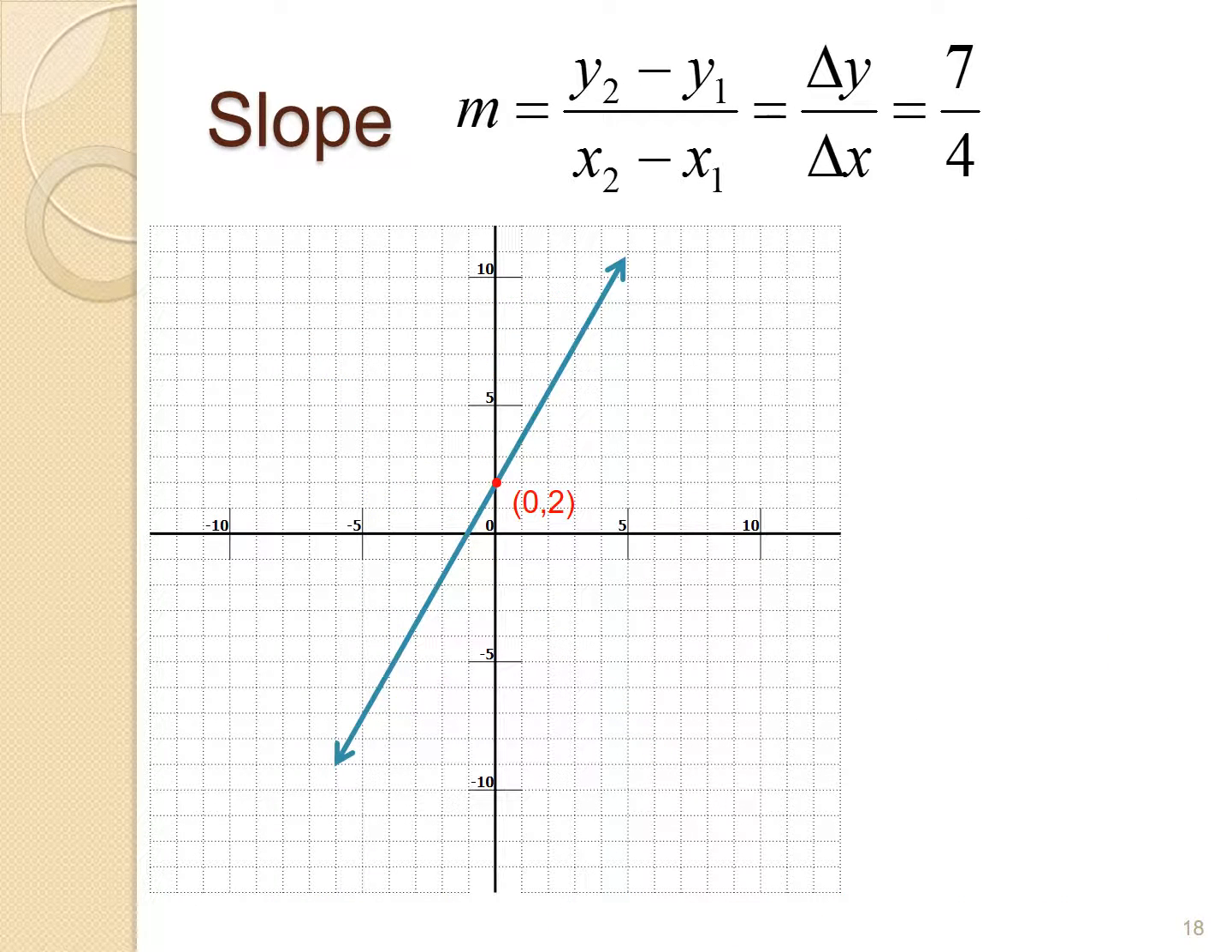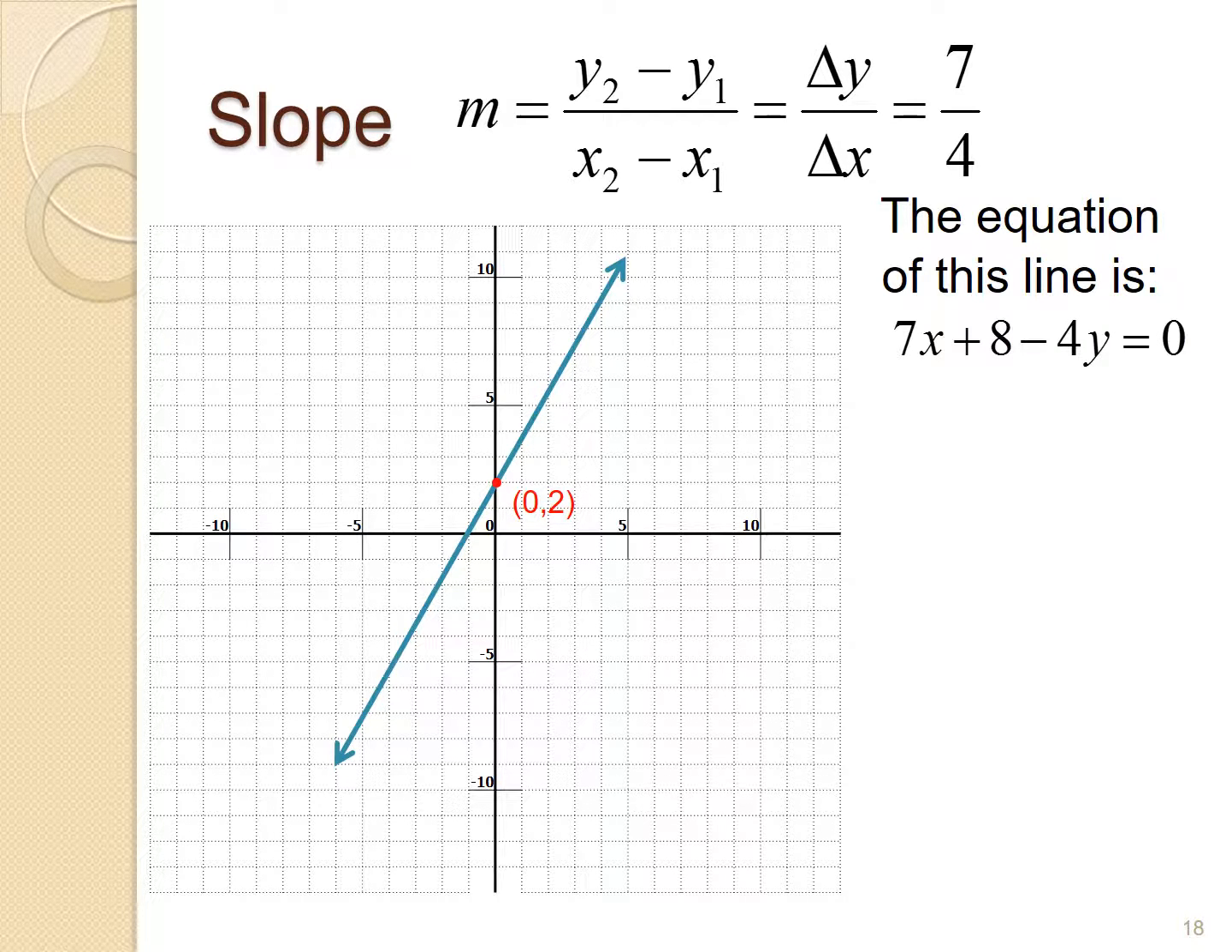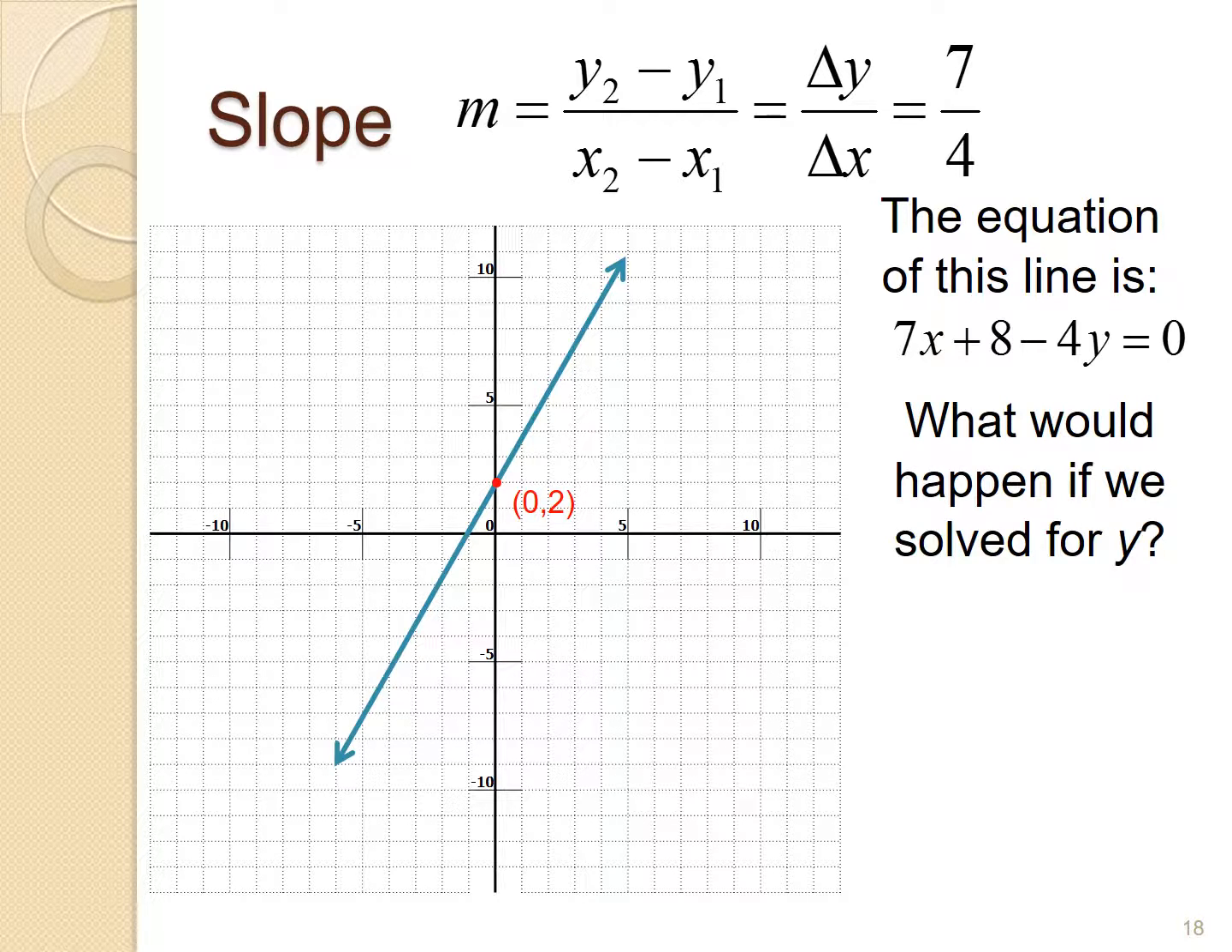Now, this is the same line that we've been working with, and we note that the y-intercept is at 0, 2, as in that's where it crosses the y-axis. The equation of this particular line is 7x plus 8 minus 4y equals 0. Well, what would happen if we solved for y in this case? Well, we would subtract 4y from both sides. I just switch sides to make it a little bit more like we're used to seeing, having the y come first, and then the equal sign and the x's and constants. And now we would divide each of these terms by 4.